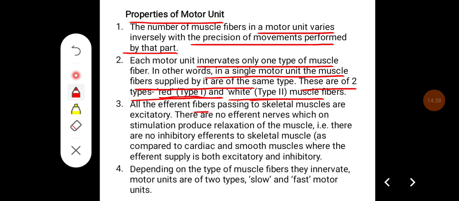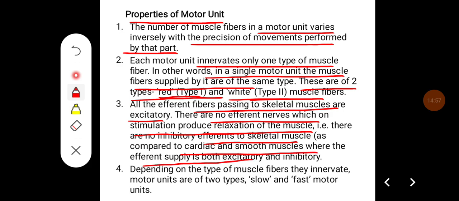All the efferent fibers passing to skeletal muscles are excitatory. There are no efferent nerves which on stimulation produce relaxation of the muscle. That is, there are no inhibitory efferents to skeletal muscles as compared to cardiac and smooth muscles, where efferent supply is both excitatory and inhibitory. Depending on the type of muscle fibers they innervate, motor units are of two types, slow and fast motor units.